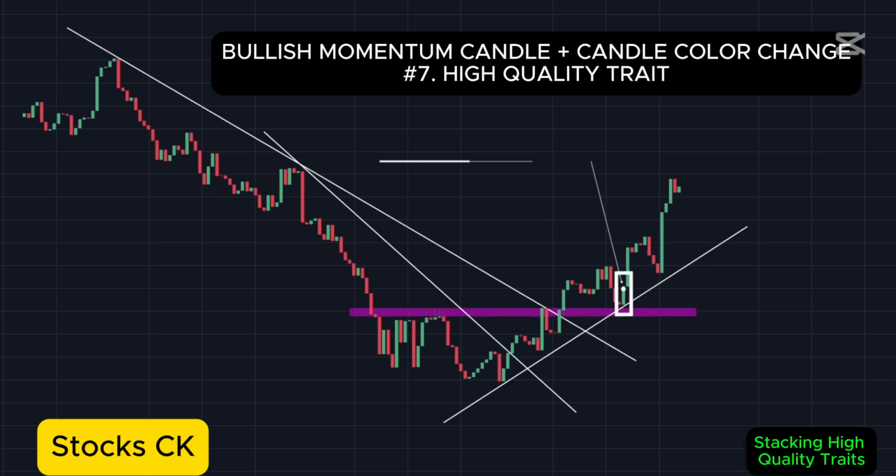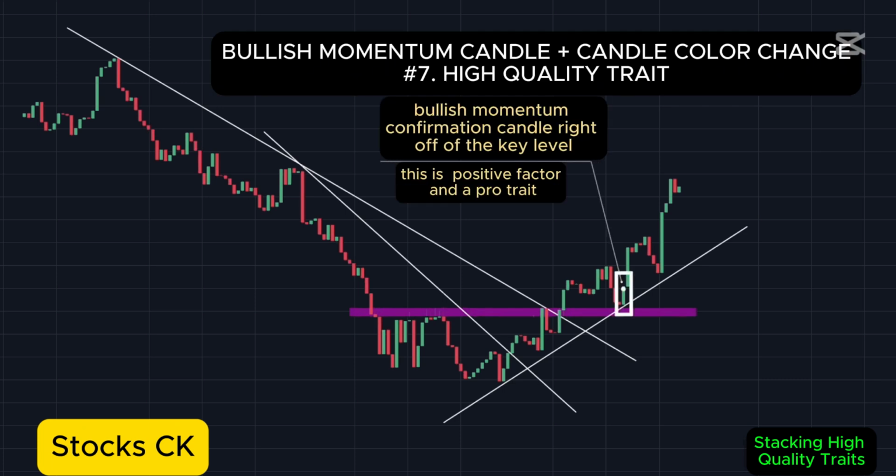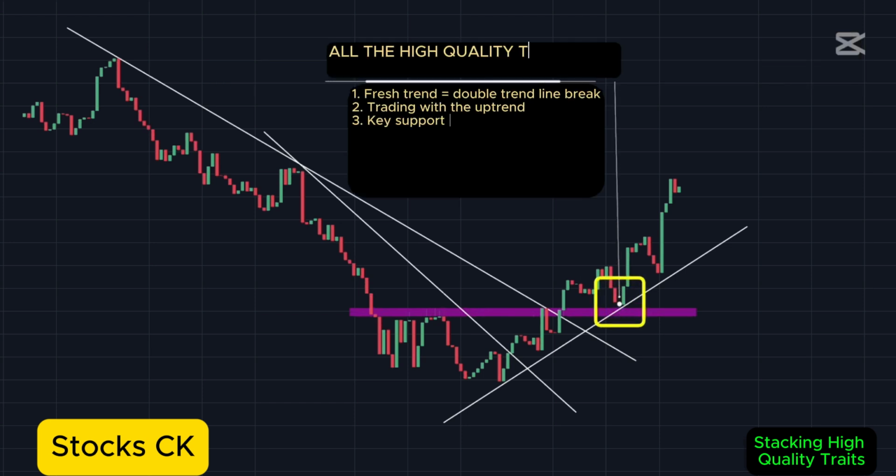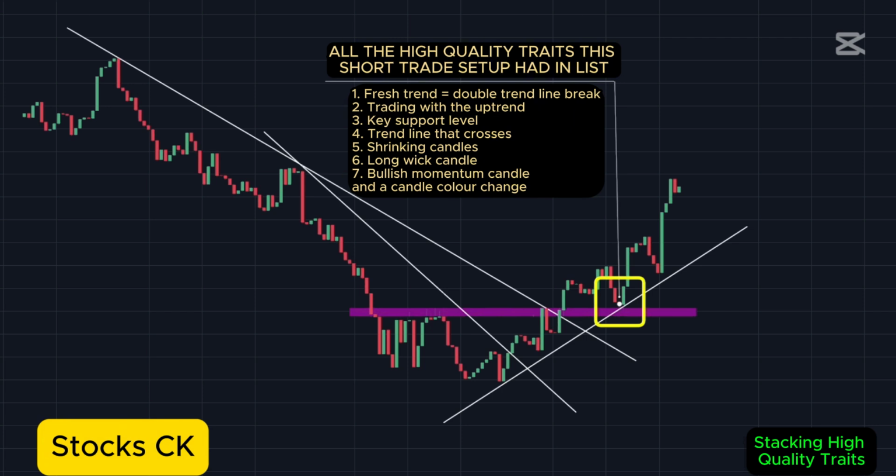Seventh, you had a bullish momentum confirmation candle right off of the level, that is also a candle color change. Again, look at this list of all the great factors going in your favor for this long trade setup. This is a high quality long trade opportunity. So moving on.